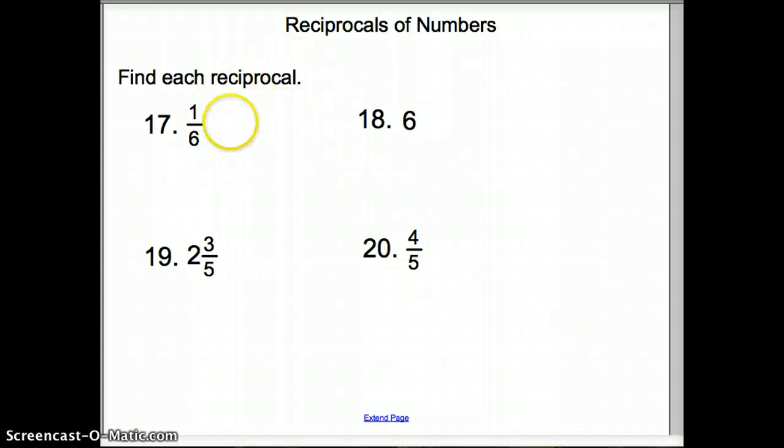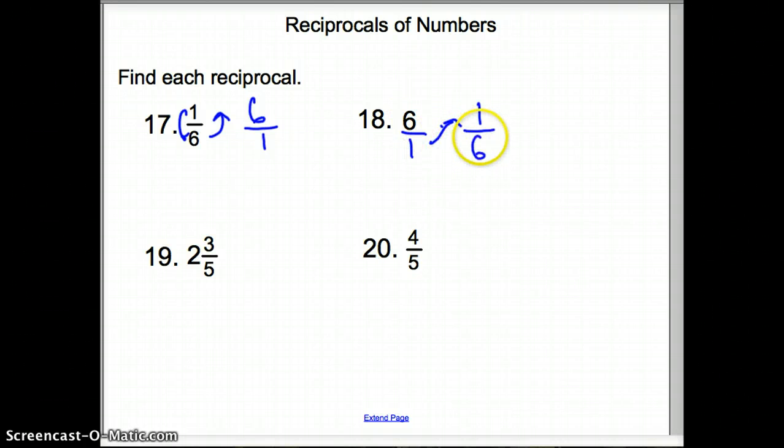Finding the reciprocal. How do you find the reciprocal? You basically just flip it. So what's on the bottom goes to the top. What's on the top goes to the bottom. So on the bottom here is a 6. So bottom goes top, top goes to bottom. 6 over 1. Well, all whole numbers are over 1. So now that 1 goes to the top, so it's 1, and then the top goes to the bottom, 6.